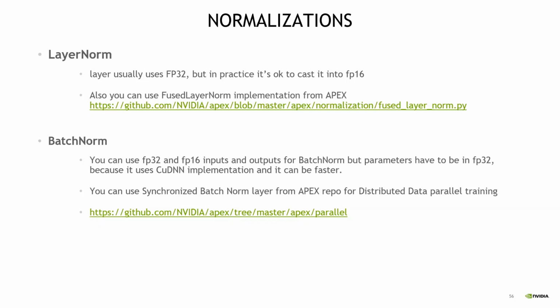For batch norm, you can use FP32 and FP16 inputs and outputs, but parameters have to be in FP32. In this mode, batch norm will use the cuDNN implementation of the layer, and it can be faster. For distributed training, you can use the synchronized batch norm layer from Apex too.